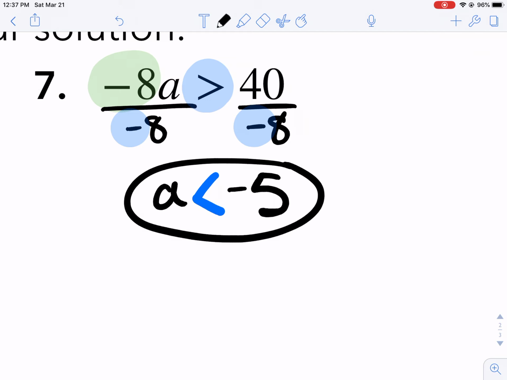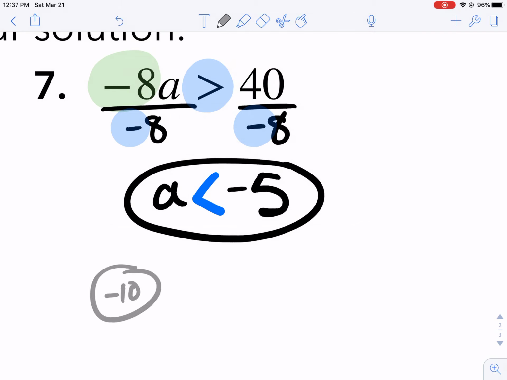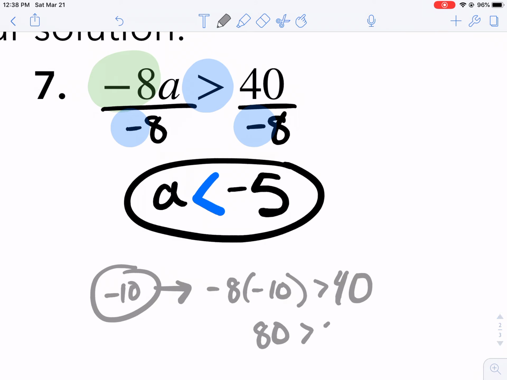Let's check our work. What's a number less than negative 5? How about negative 10? Let's check with negative 10. So we're going to plug it back into our original inequality. Is it true that negative 8 times negative 10 is greater than 40? Well, 80 is greater than 40, so yes, that's true.